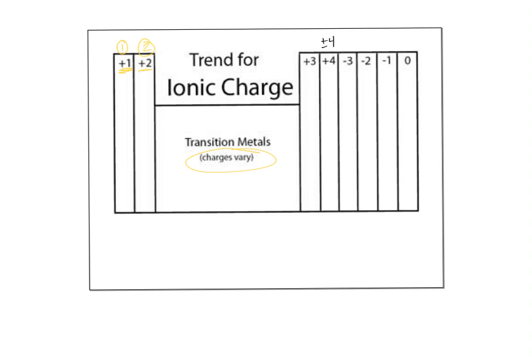We'll talk about that a little bit later. Those guys can kind of depend on who they're with. And then we go -3, -2, -1, and those noble gases, those are the nobility. They have 0 charge because they already have a full outer shell.